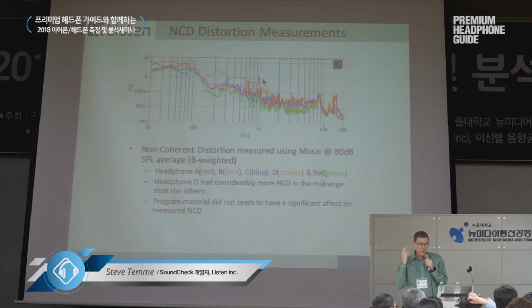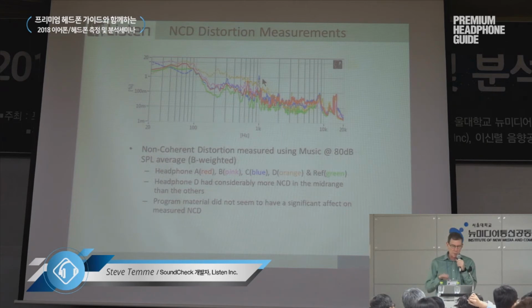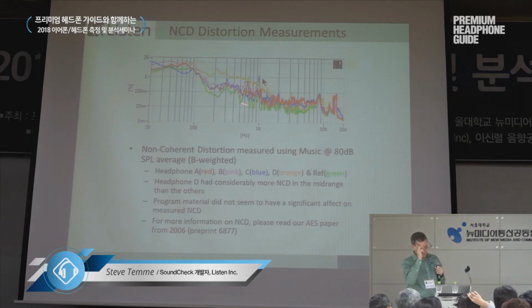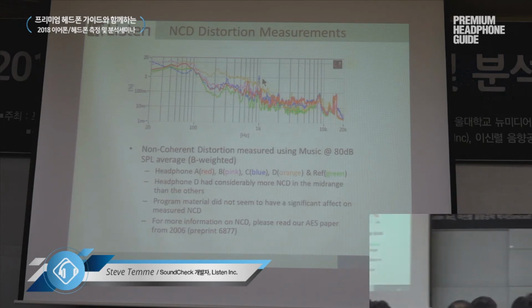And we used real music that Sean and his group used for doing their subjective listening test. And it turned out that the program material did not seem to have a significant effect on the measured NCD because we made sure that they were all played back at the same level. So again, if you want more information, there's an AES paper from Listen and Harman, and it goes into more details. 예, 이게 정전형 스탁스이고요. 제일 성능이 좋은 걸 알 수 있고요.